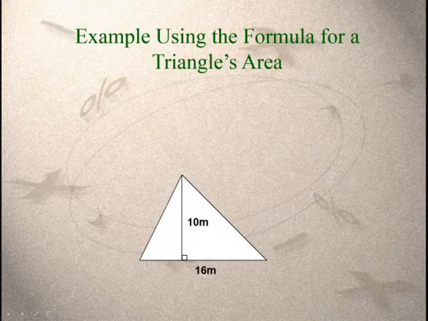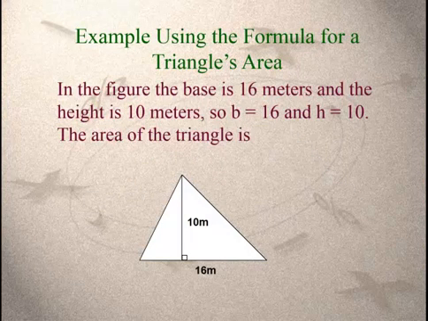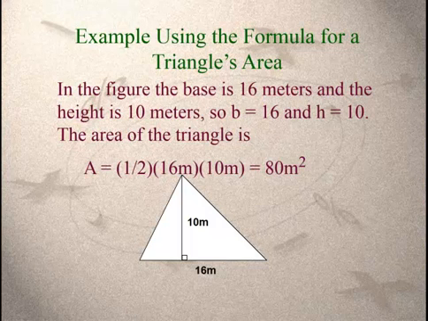An example, using the formula for a triangle, finding the area. In the figure, the base is 16 meters and the height is 10 meters. So B is equal to 16, H is equal to 10. The area of the triangle is, we're going to multiply 16 and 10 by 1/2. And we have a total here of 80 meters squared, or we can say square meters.